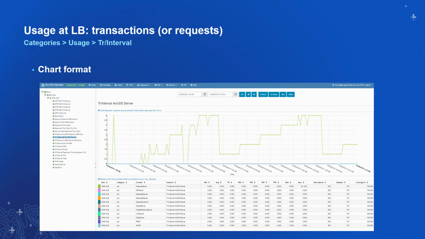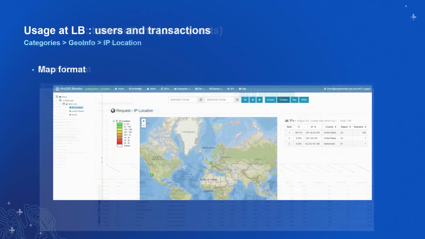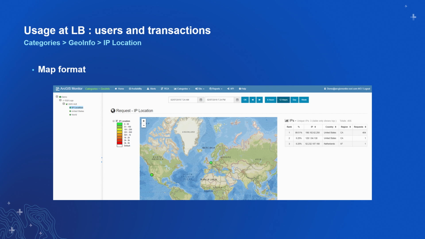Usage is transactions per second, per hour. So we are at the load balancer. All we want to know is what is the overall transactions per hour. That gives us a sense of the user load. It doesn't answer questions on specific services. We would go to the next one at the ArcGIS Server.